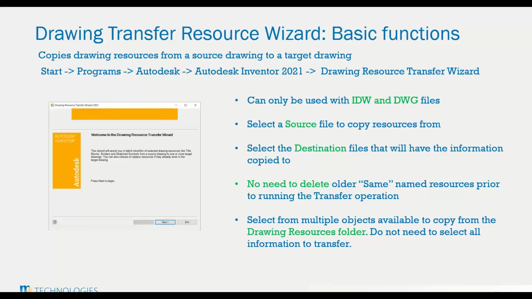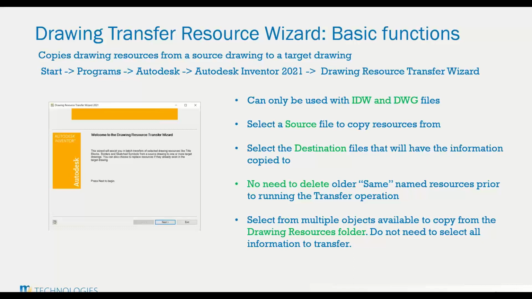It's a timely process. What you have here inside the Inventor install package is a small program called the Drawing Resource Transfer Wizard. Just like the Design Assistant, you'll find this in the install folder on the Start menu. So again, this is located in the same area that Design Assistant is in. This can only be used with IDW and DWG files. Relatively simple. You're going to be selecting a source file, and then you'll be selecting destination files that have the information copied into.